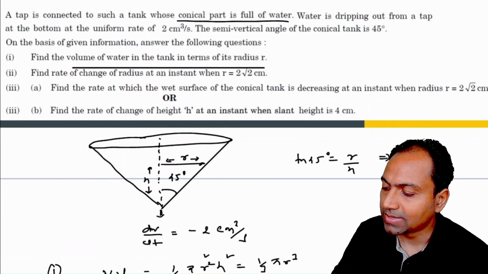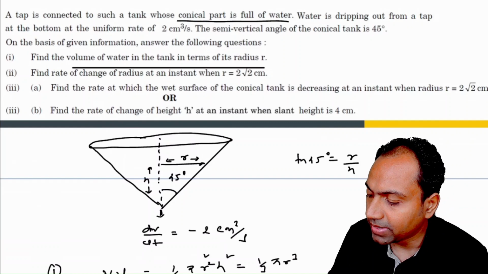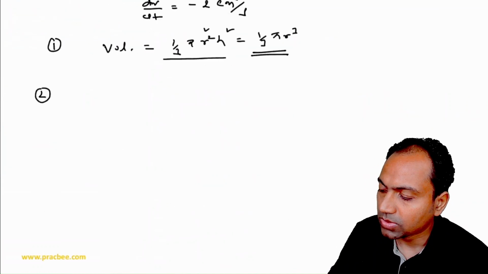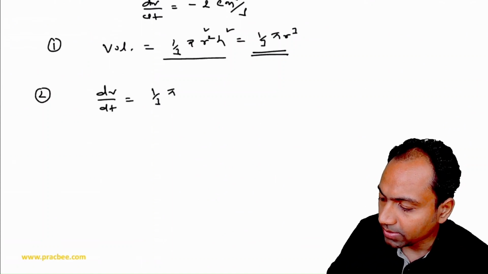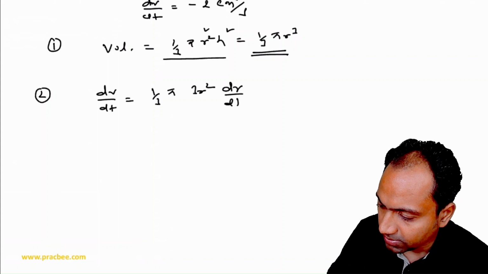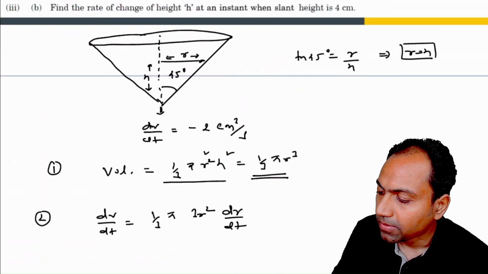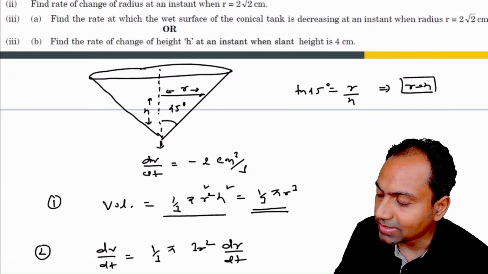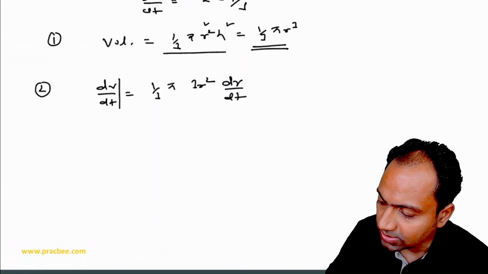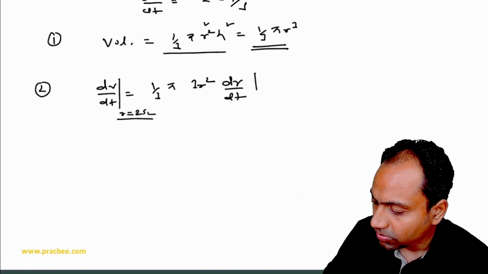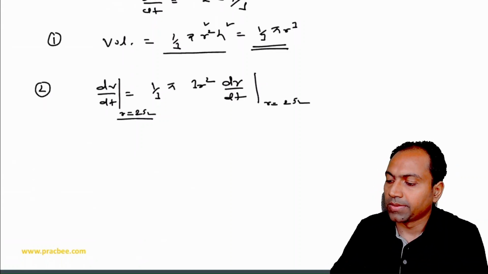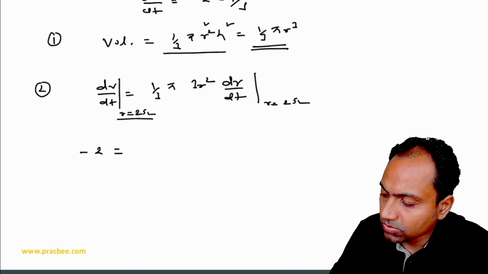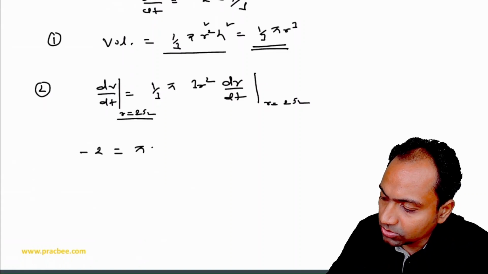Next part what they're saying is find the rate of change of radius at an instant with r is equal to 2 root 2. Now if I take dV by dt, it will become 1 by 3 into pi into 3r square dr by dt. So now what they're asking is find the rate of change of radius at an instant, at r is equal to 2 root 2. So we need to find this at r is equal to 2 root 2. So if I put all the values, this value was nothing but minus 2. This came out to be nothing but pi r square, r is nothing but 2 root 2. Let us substitute that. And dr by dt.